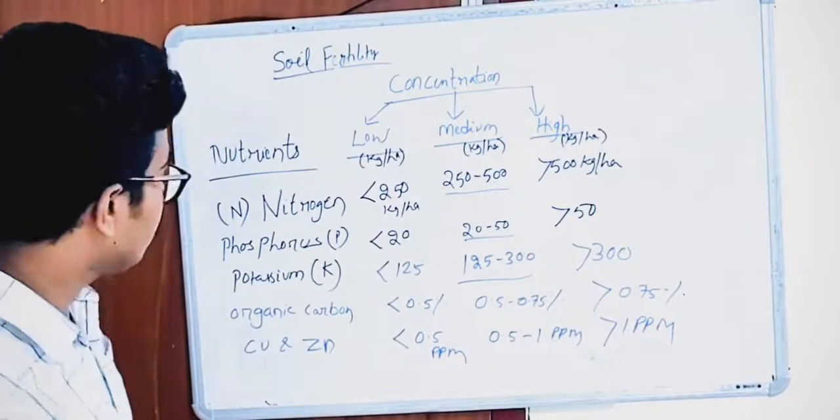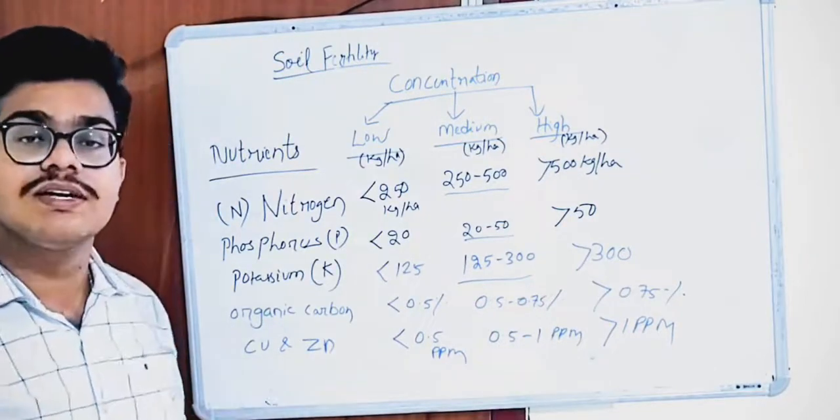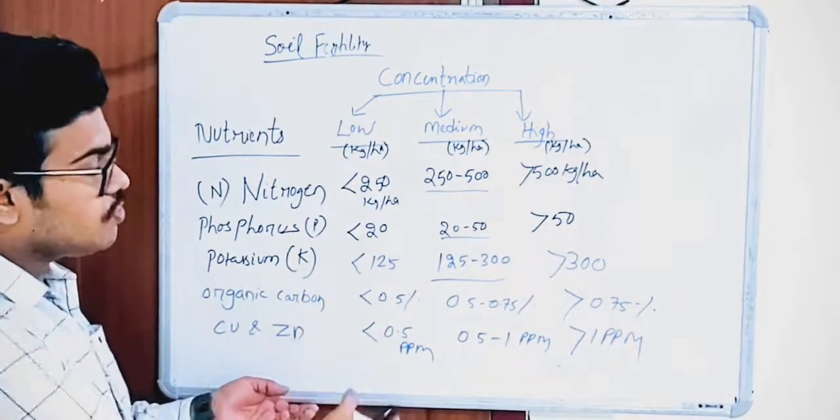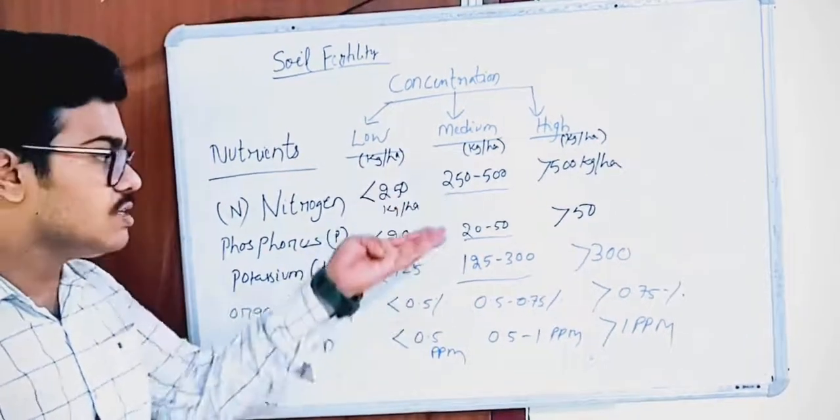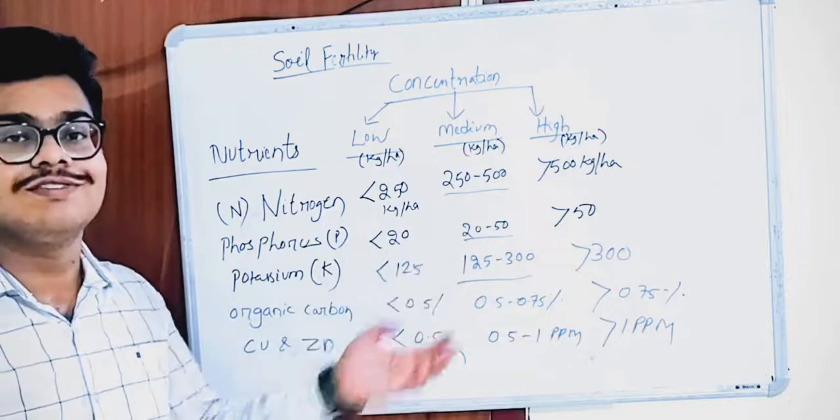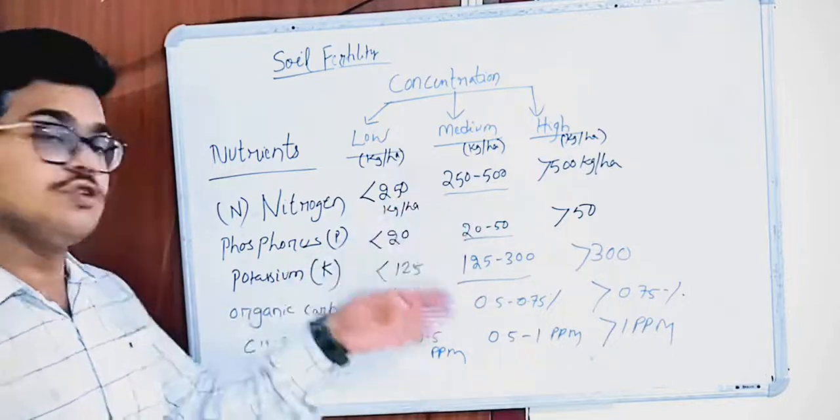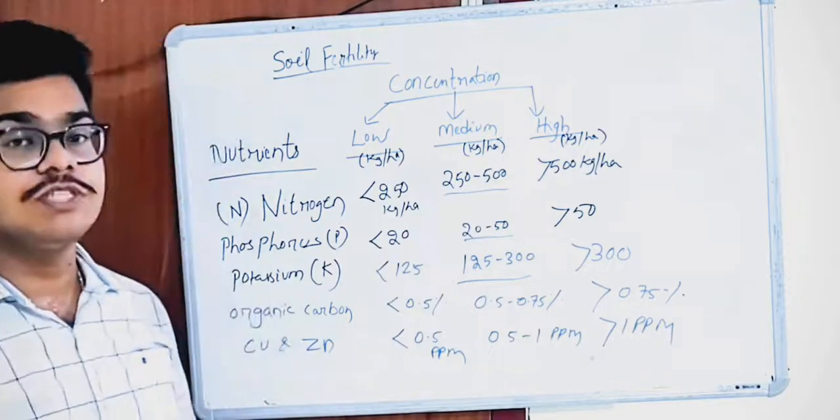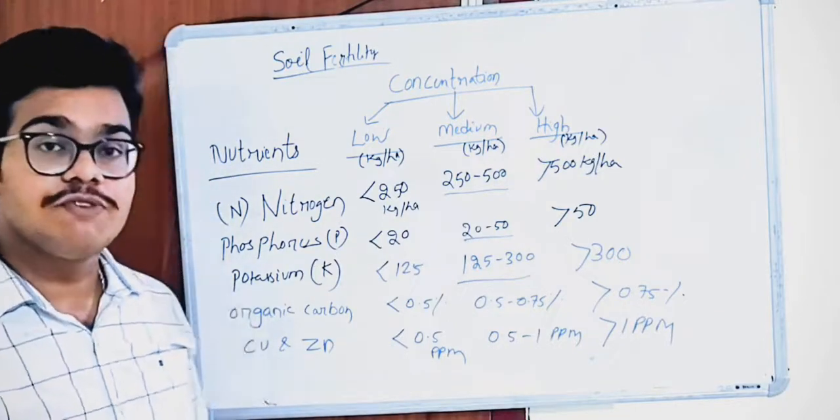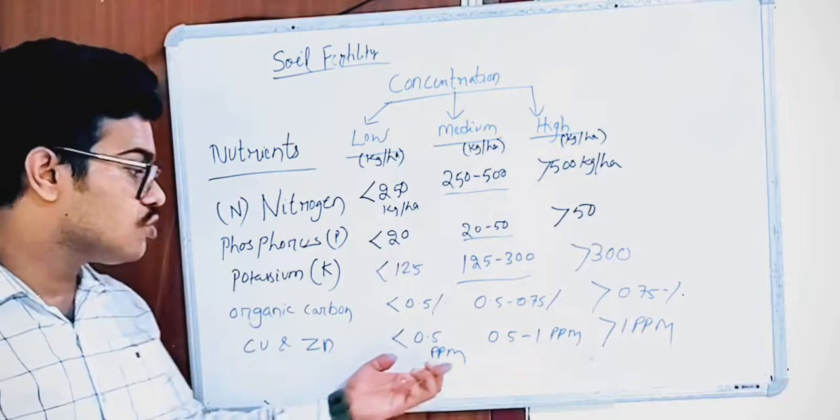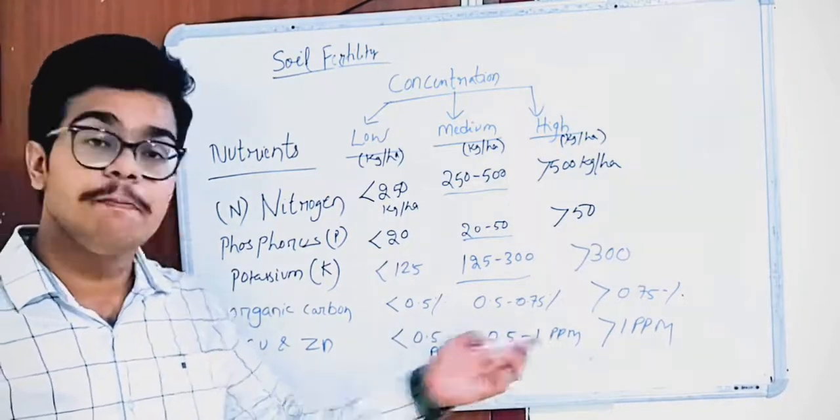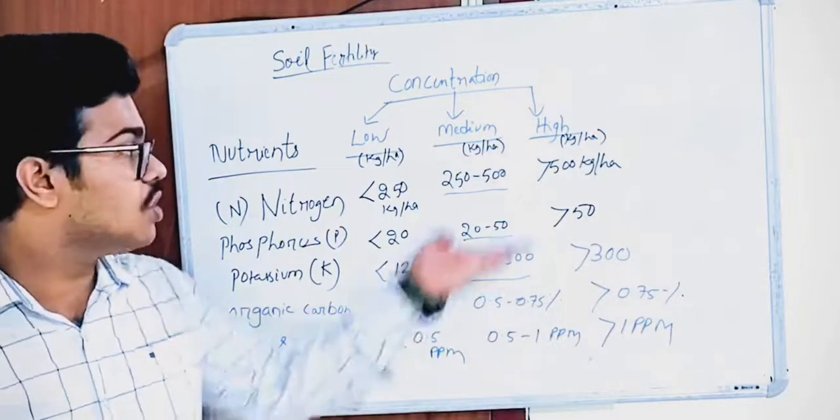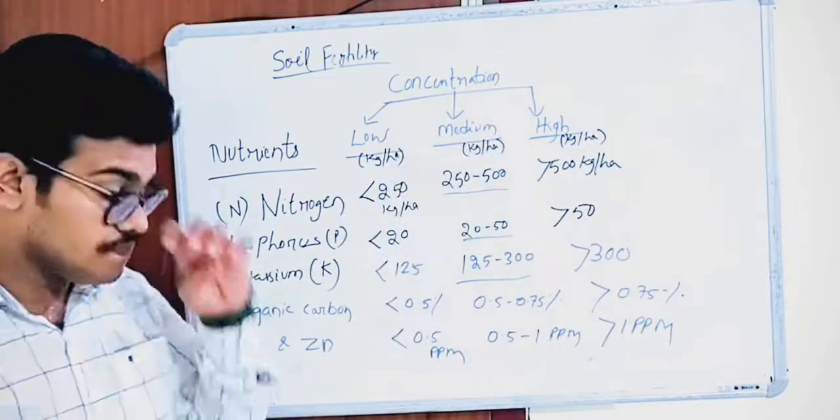So this is all about the major nutrients: NPK, organic carbon, copper, and zinc. We have to remember the optimum level of nitrogen in the soil is this much. Phosphorus should be 20 to 50, potassium should be 125 to 300, organic carbon 0.5 to 0.75 percent, and copper and zinc should be 0.5 to 1 ppm. So we should remember ppm, percentage, and kgs per hectare. Okay.